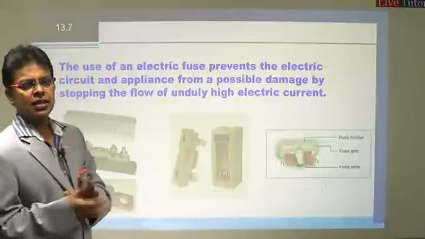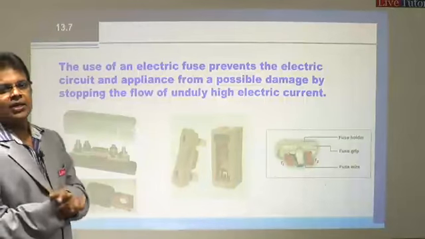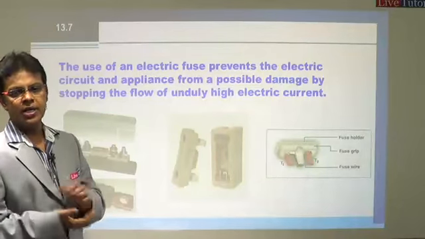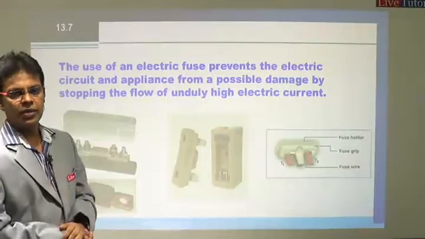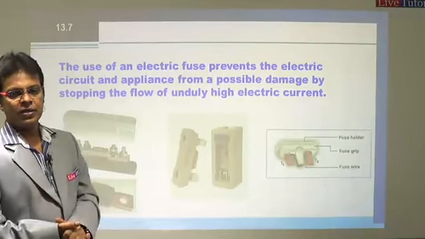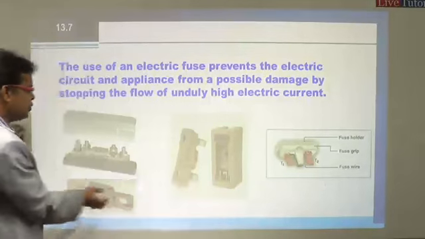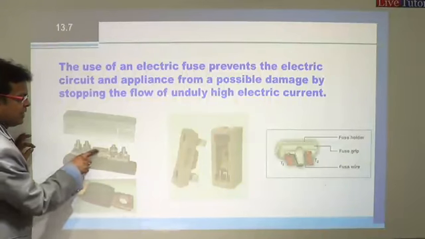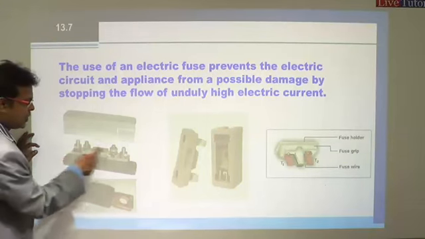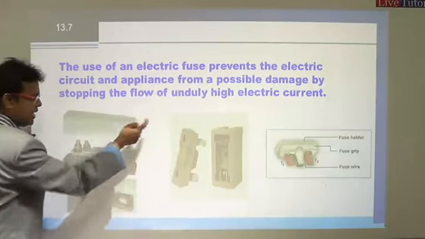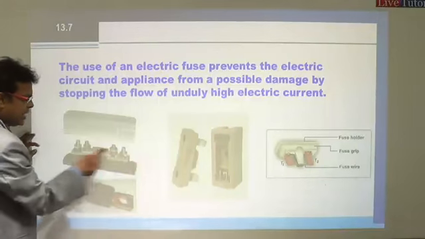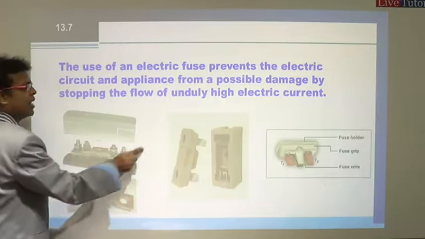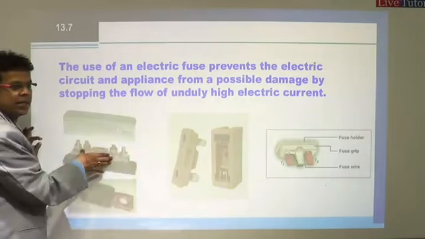Now, when you are using this electric fuse, it will prevent the electric circuit and appliances from damage caused by unduly high current or overloading, by stopping the flow of current. Right? You can see that we have got a fuse carrier. We call this the fuse carrier. Here there is a fuse wire which will be kept in the middle. Right? The two ends of the circuit. Suppose we have an appliance here, one end of the live wire will be connected, and the other supply will be here. So the current will have to flow through this fuse wire only to the appliance. In such a way it will be connected in series.